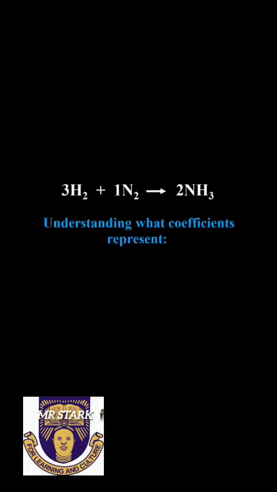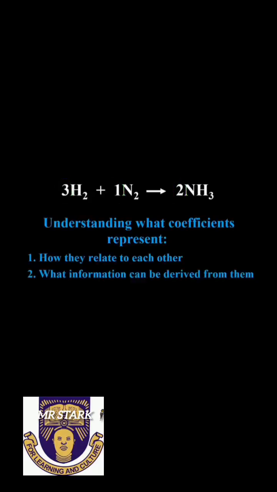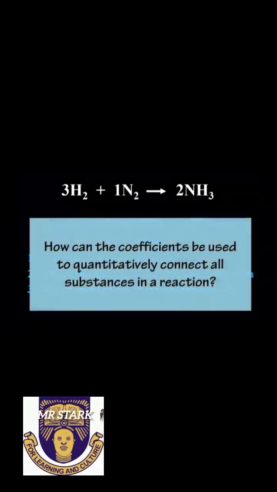Let's take a look at a fairly simple reaction. Hydrogen reacting with nitrogen to produce ammonia. It is not balanced, so we'll have to add some coefficients. And mastering stoichiometry requires an understanding of what the coefficients represent, how they relate to each other, what information they can give us, especially regarding molar amounts, and how to manipulate them mathematically. So in other words, how can the coefficients be used to quantitatively connect all species in a reaction?